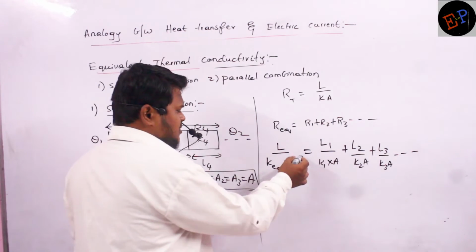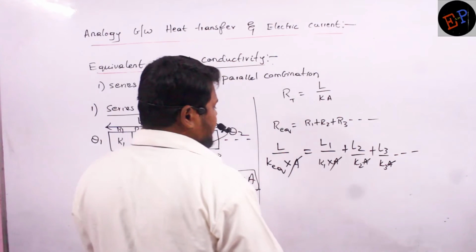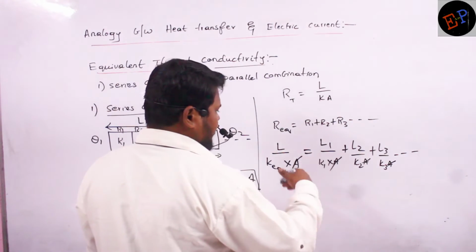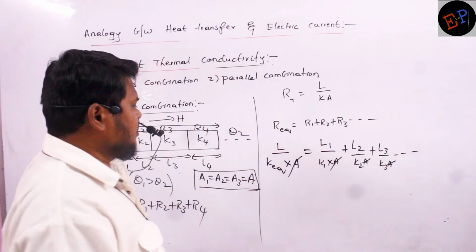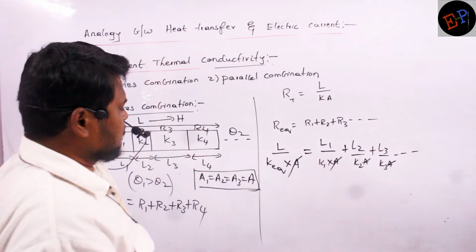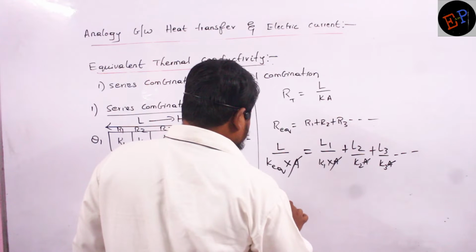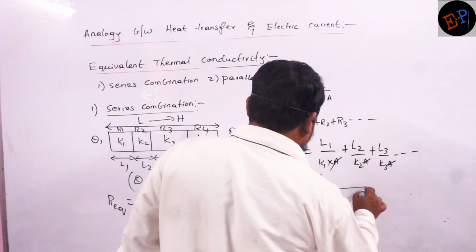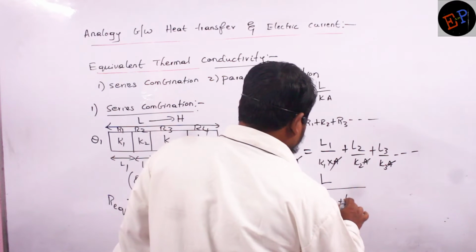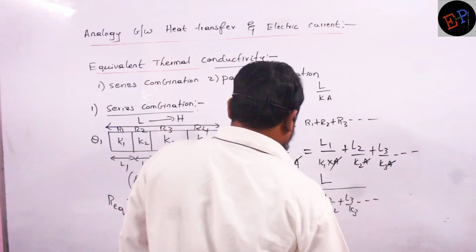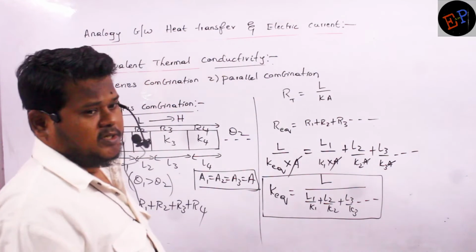So the areas of cross section are the same, so they will get cancelled with each other. Now what is the term I am left with? I can take reciprocals. I want K equivalent, so how can I write it? This is equal to L divided by L1 by K1 plus L2 by K2 plus L3 by K3, and it goes on like this. So this is the K equivalent of the total combination.